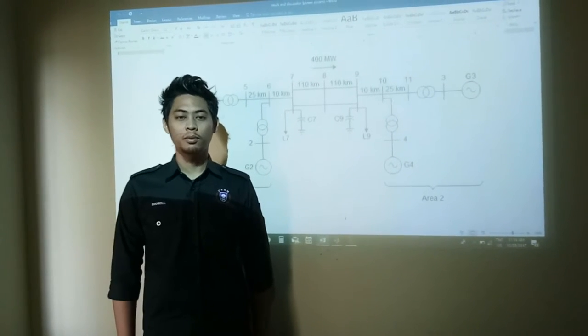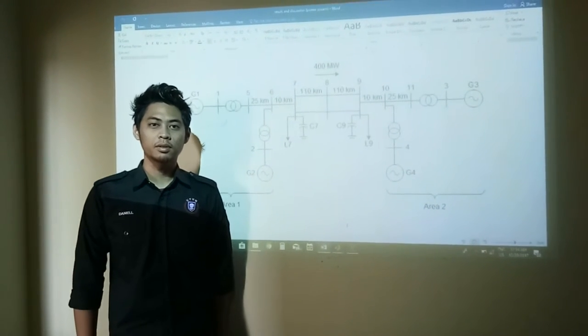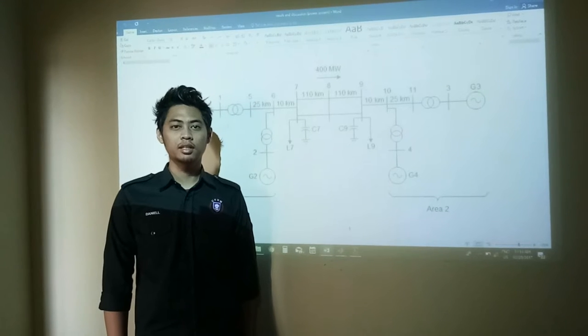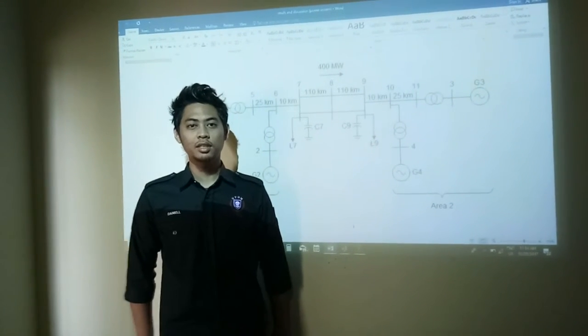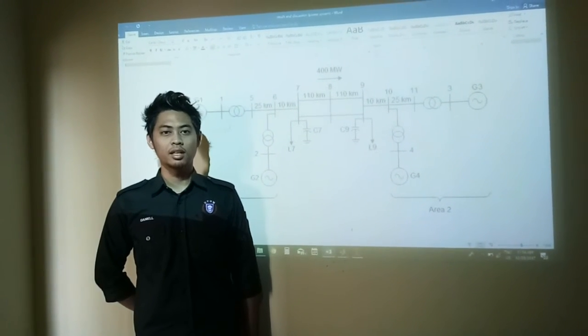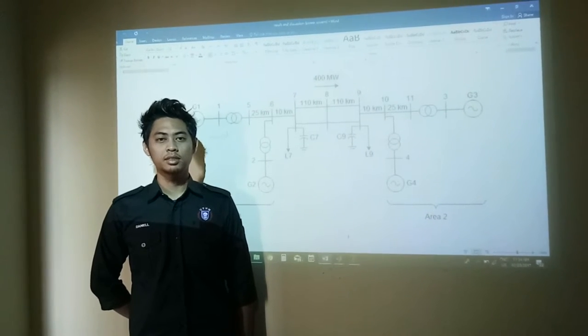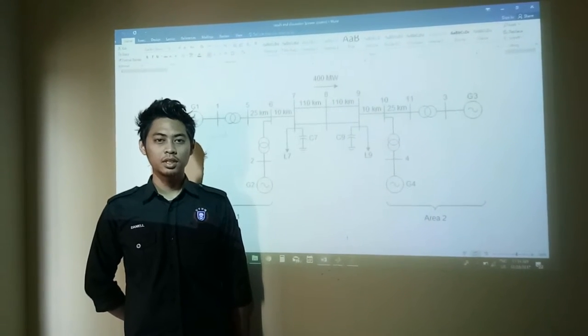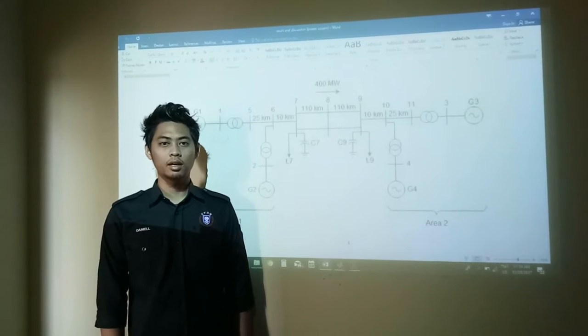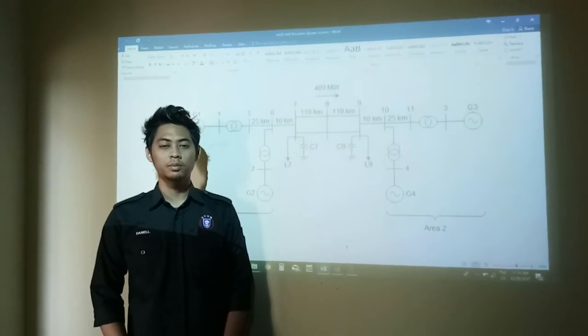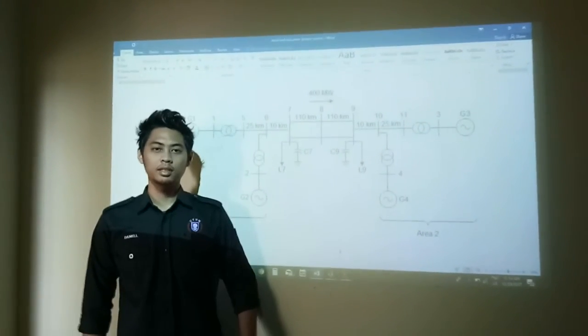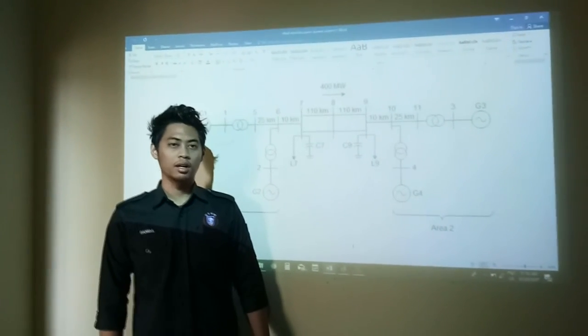I will present for my group to discuss the fault that I will apply in the 15 machine 145 bus system, which I will apply to bus 10 and bus 32. Several cases will be applied, which I will present on the next slide.